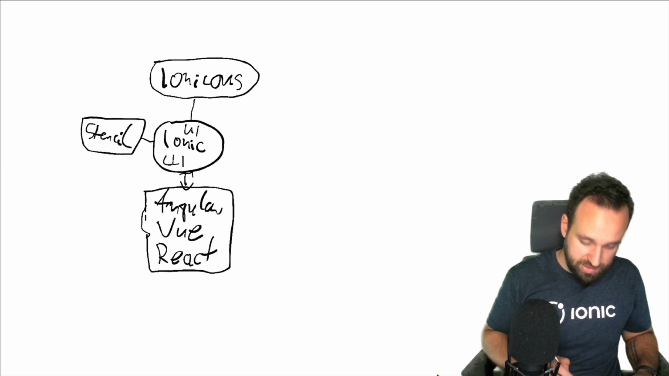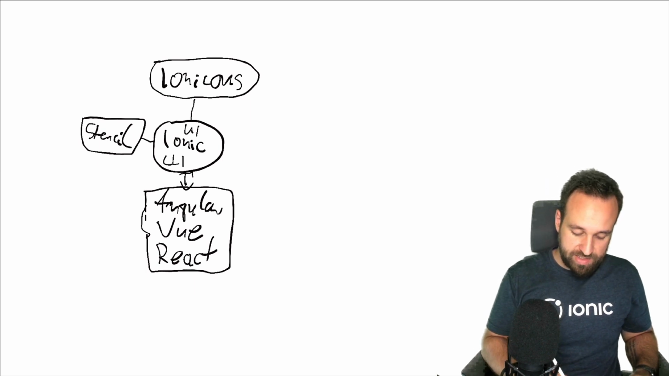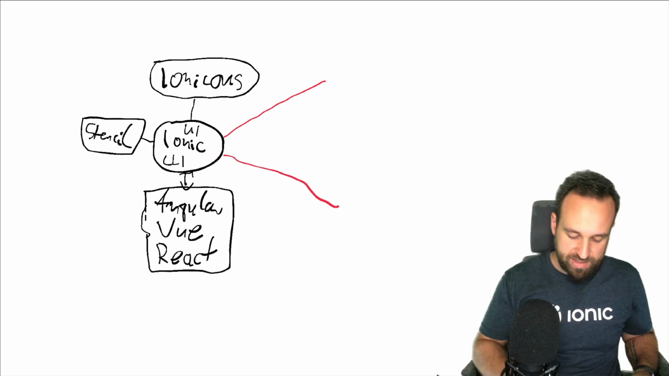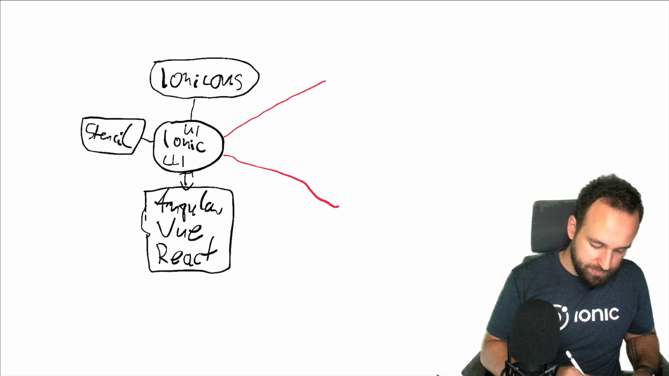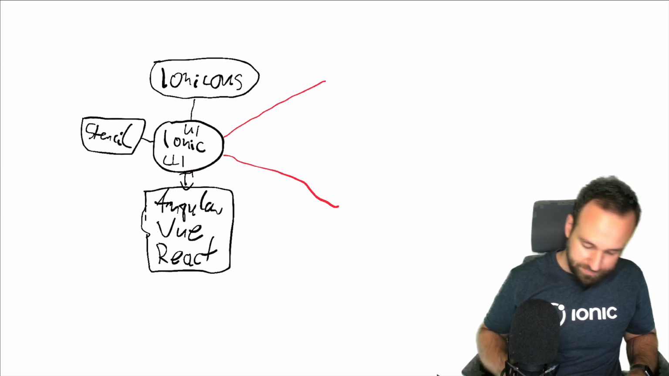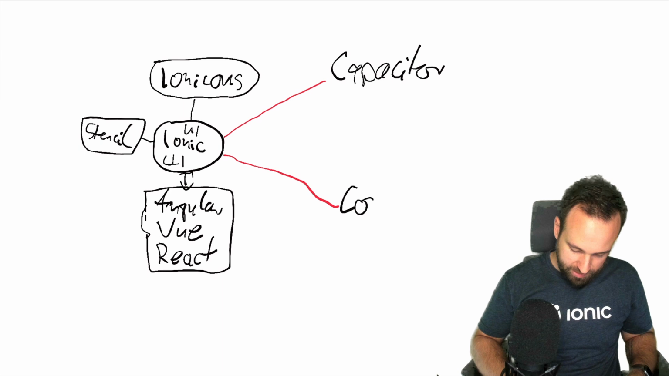Let me pick another color from this one. So what we need at this step is something to put our application into a native container, and that is where we either got Capacitor. Can I actually put my hand on the device? That would make drawing a lot easier. I can. Or Cordova.